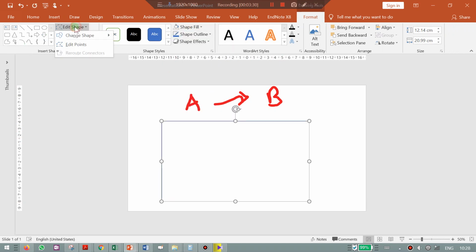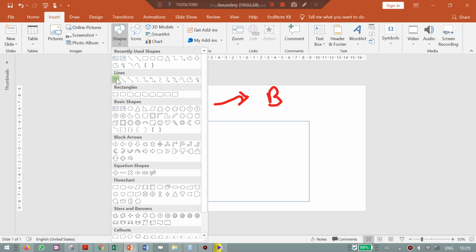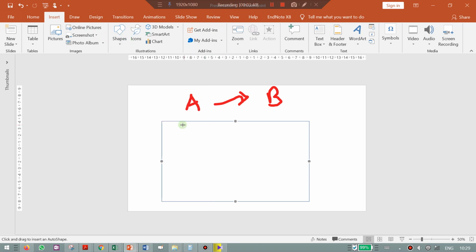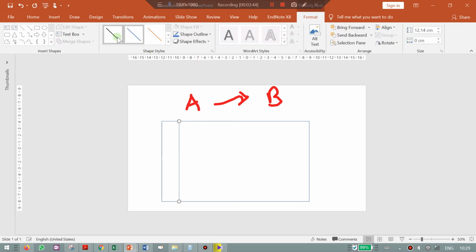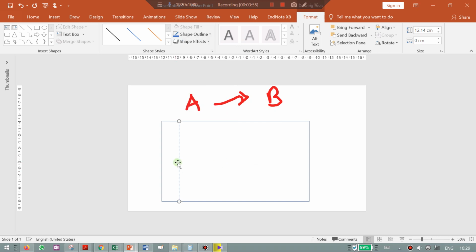Can I have insert shape? Okay, doesn't matter. A shape is a shape. Let's say here is for your standard. Can I have, oh, what happened? Dashes.